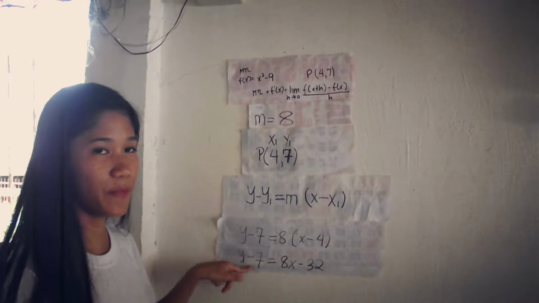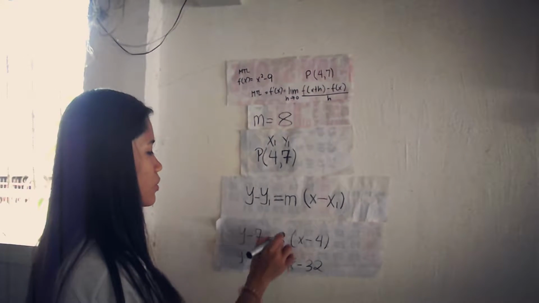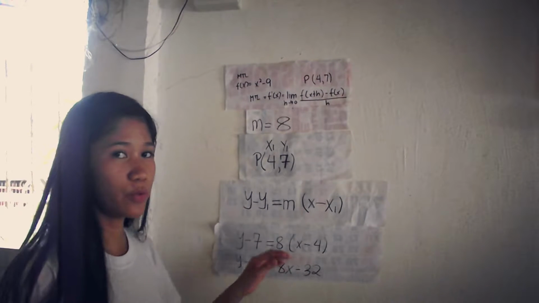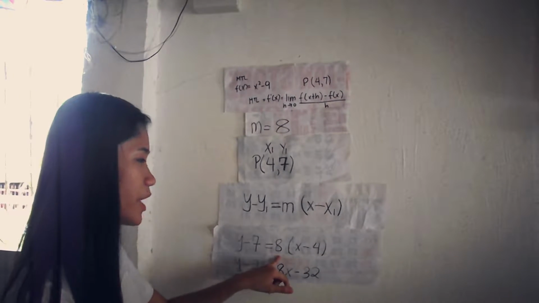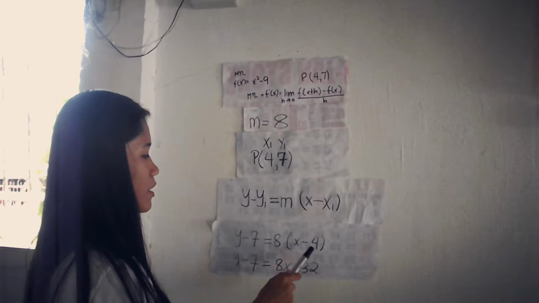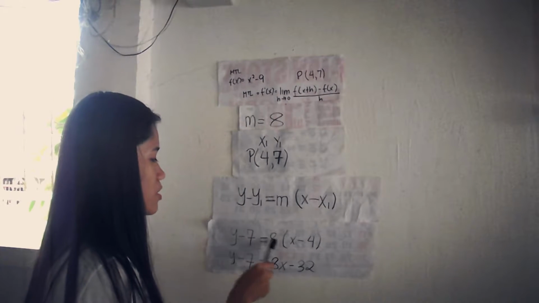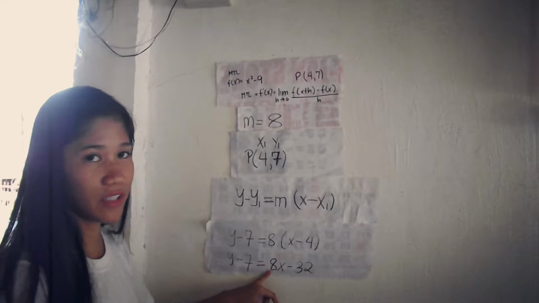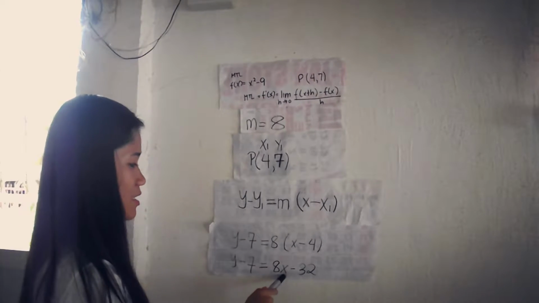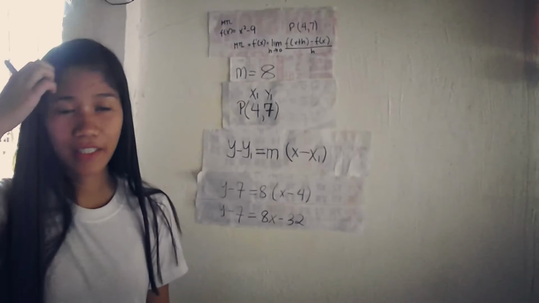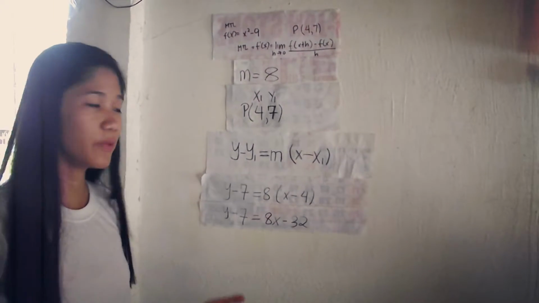We only need to copy this. y minus 7 is equal to, before that, we're going to multiply the m and x sub 1, which is 8 multiplied by 4 is equal to 32. So we're going to copy this. The 8x is equal to 32. So we're going to copy this.